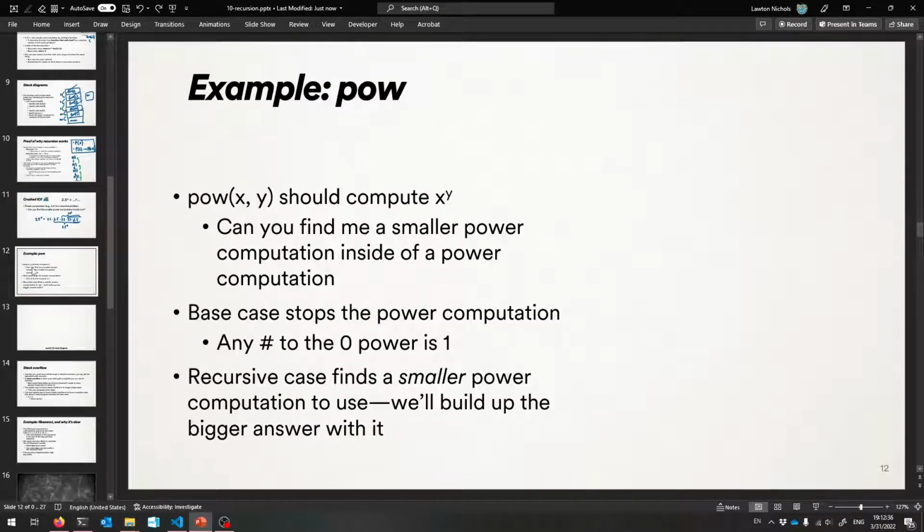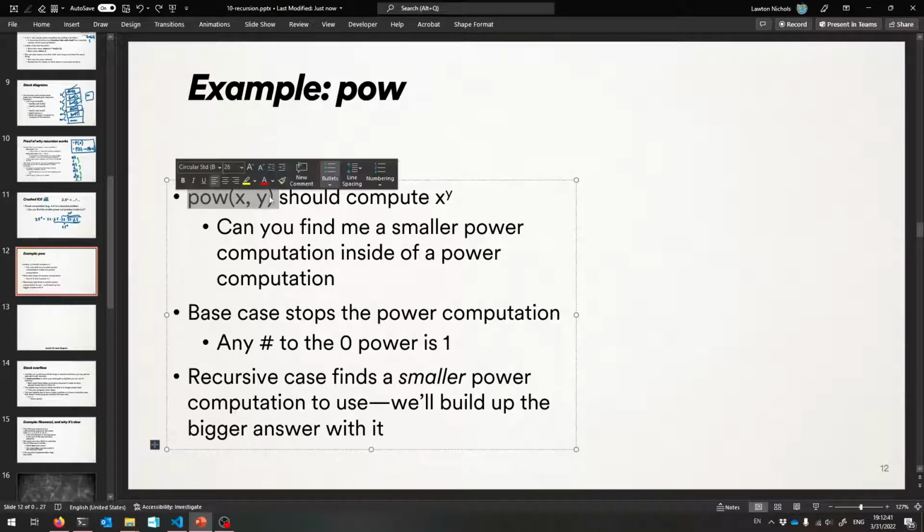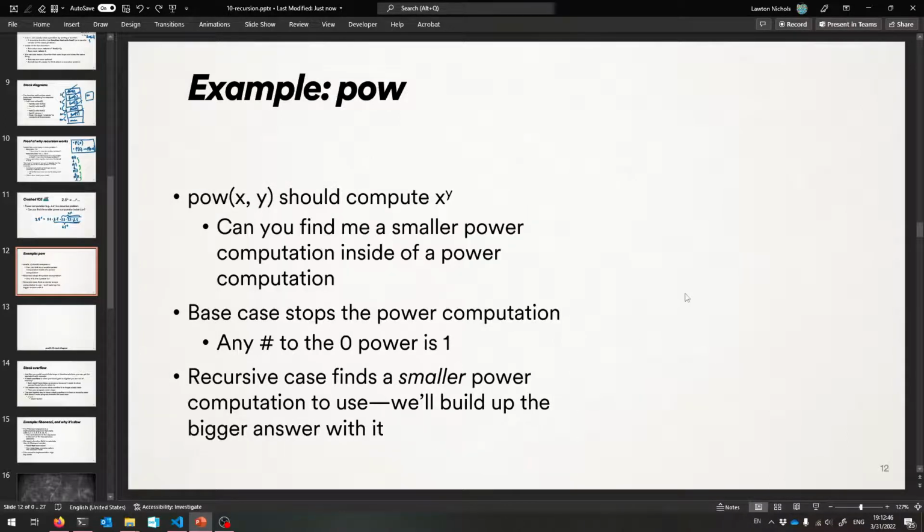We generalize now. Okay? We're going to make a function called pow x and y. So it should compute x to the power of y. And you just found a smaller power computation inside of an existing one. So like you want to calculate 2 to the 4. That's 2 times 2 times 2 times 2. And what do you know? That's 2 cubed. But what is that? Well, it's 2 cubed, but 2 times 2 times 2. There's 2 squared hidden inside of that. So generalizing this, you can come up with a recursive case and a base case.